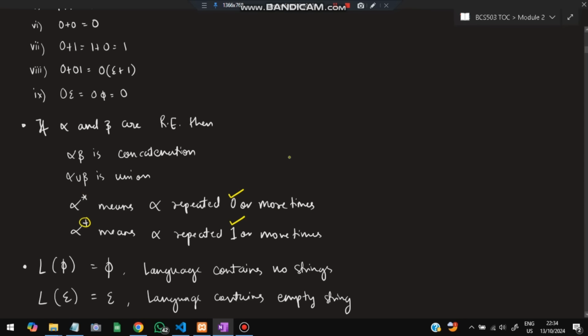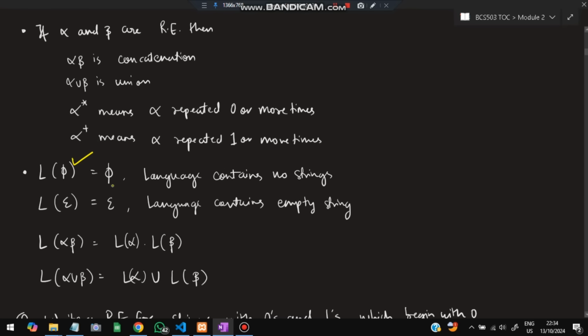What is the language of null? The language of null is null. It contains no strings. Observe carefully, it contains no strings. If the language is epsilon, the language contains an empty string, because epsilon means empty string. You can write the language of alpha beta as language of alpha concatenated with language of beta, and the language of alpha union beta can be written as language of alpha union language of beta.